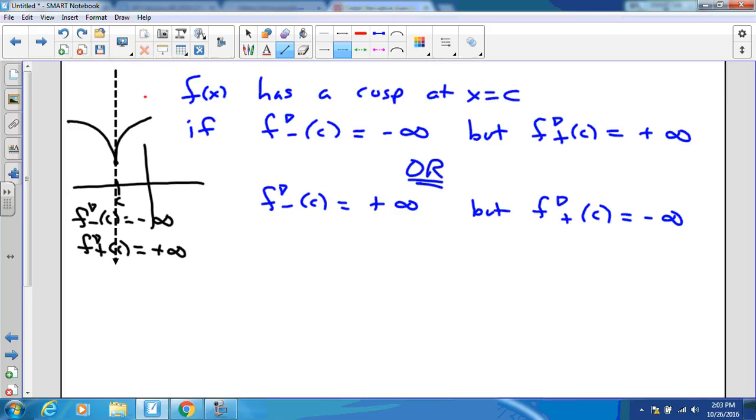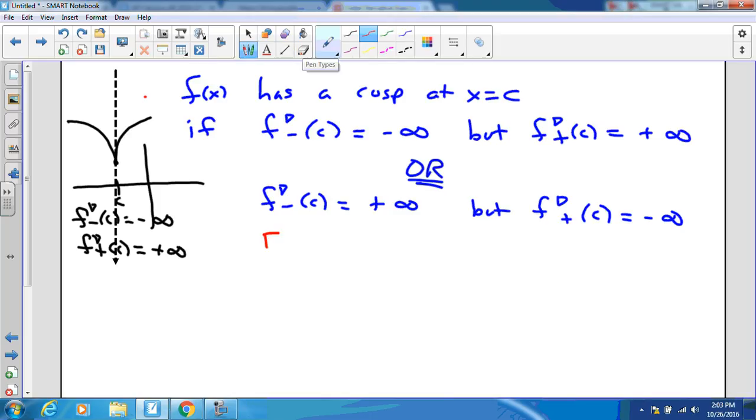Is it similar to the sharp corner? It is similar to the sharp corner because we have different things happening left and right. It's also similar to the vertical tangent because we have a vertical tangent line. So it really is in some ways a combination of those two things.